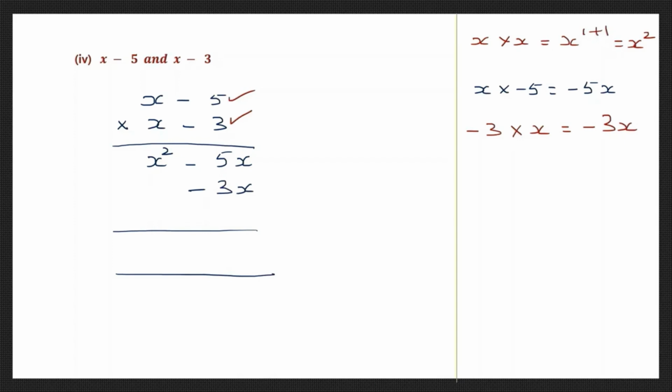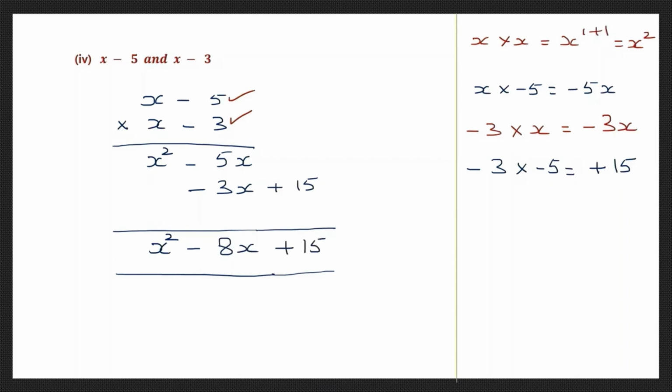Now let's take minus 3 into minus 5. So minus 3 into minus 5. Minus into minus is plus. 3 5s are 15. So we've got plus 15, which we are going to write here by the side. So now let's start with x square. Then going on to x, the signs are the same. Put the same sign and add. 5 plus 3 is 8. So that's 8x plus 15. So that's our answer, x square minus 8x plus 15.